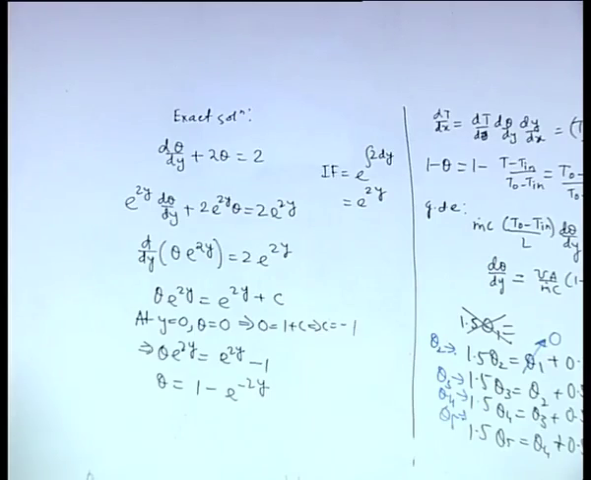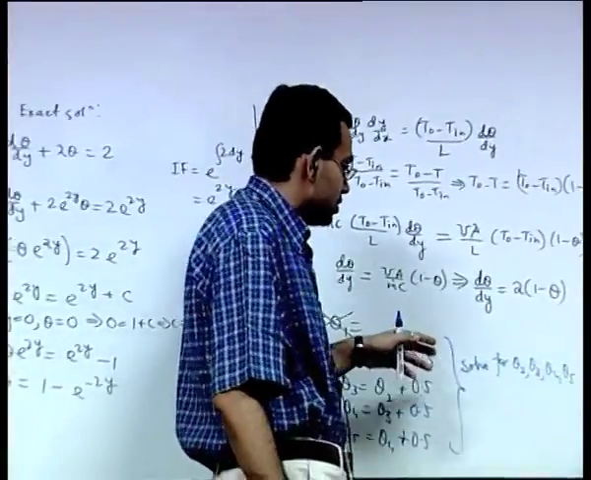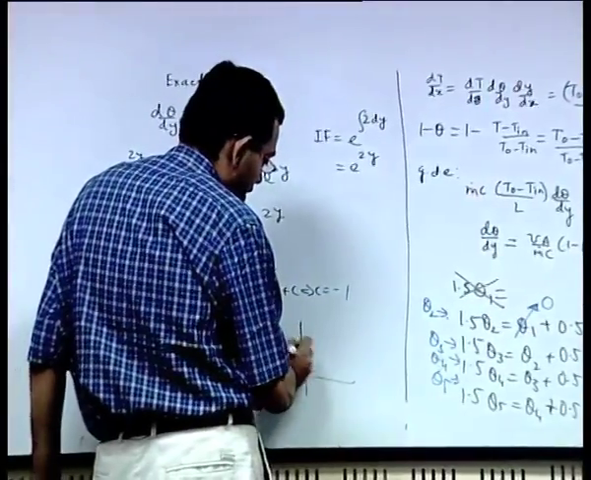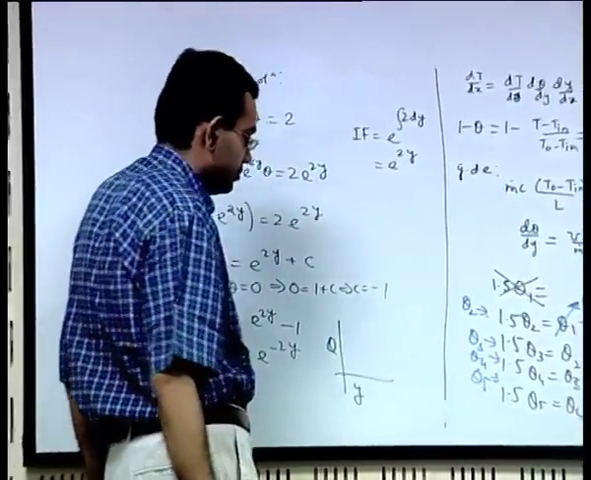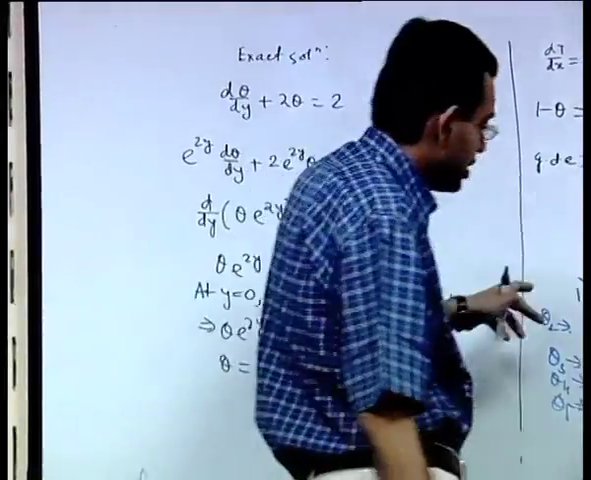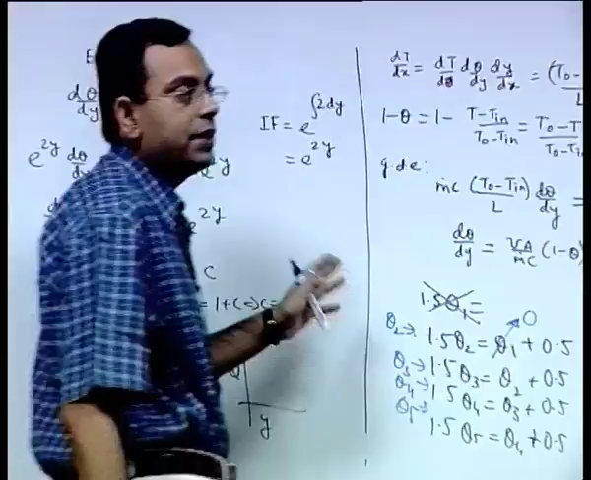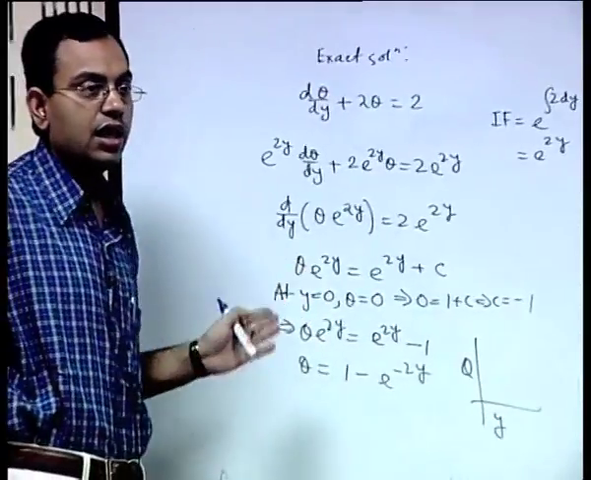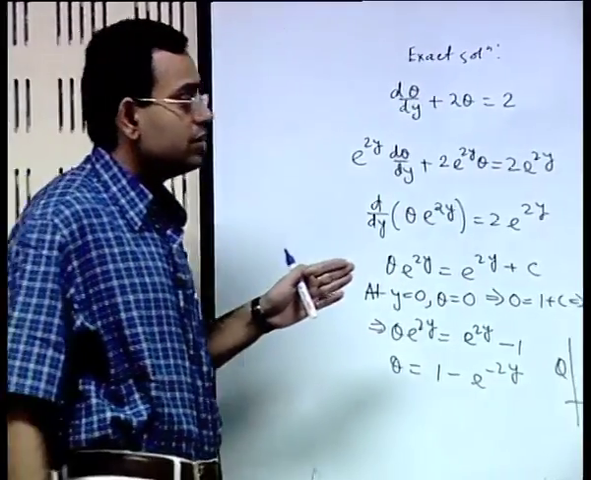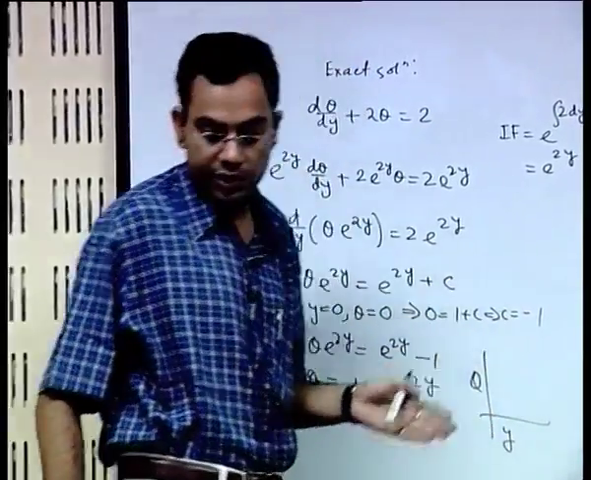Okay. Now, I leave it to you as an exercise. You make a plot of this theta versus y, analytical solution, and you make a plot of theta versus y, this numerical solution using the upwind scheme, and compare how they agree or disagree with each other, and give your comment on the possible reasons of agreement or disagreement.